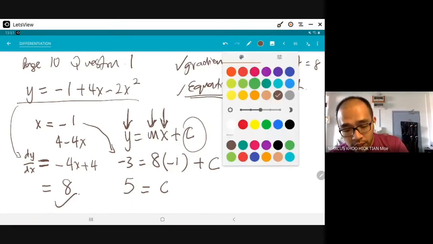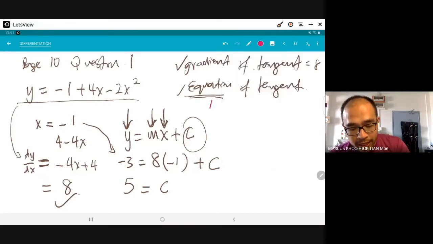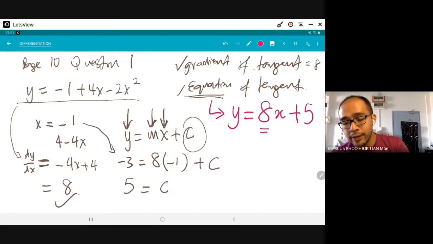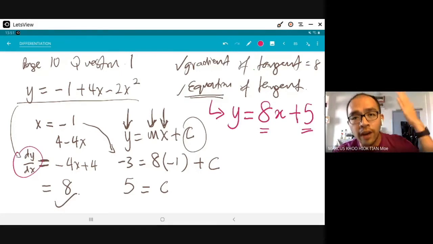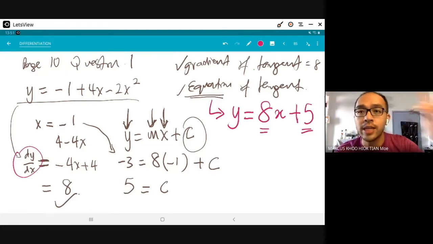Therefore, my equation of the tangent is y = 8x + 5. I only need to substitute the gradient that I calculated from differentiation and the c that I got from when I learned coordinate geometry last year. Last year I taught you all coordinate geometry. I emphasised many times, once you have the coordinate, find the y-intercept using the coordinate and then rewrite the equation. I don't know how many of you remember, I banged on that whiteboard to remind you. This is the equation of a straight line. Tangent is a straight line.